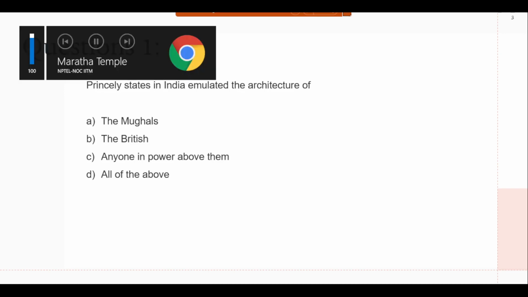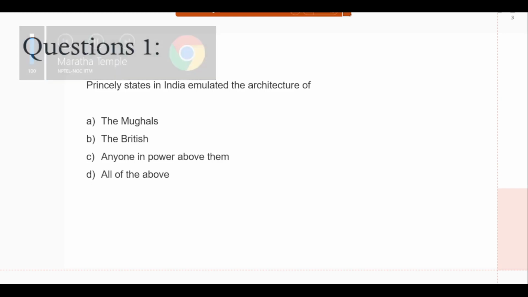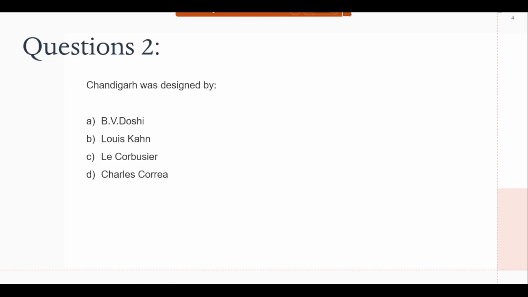Okay, so the first question is: princely states in India emulated the architecture of, the options are Mughals, Britishers, anyone in power above them, or all of the above. All of the above. Correct, the answer is all of the above. Chandigarh was designed by Le Corbusier. Okay.